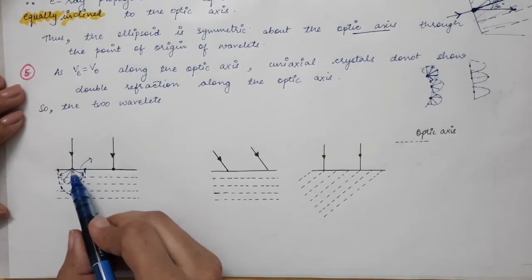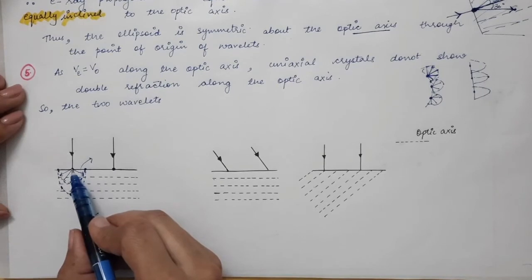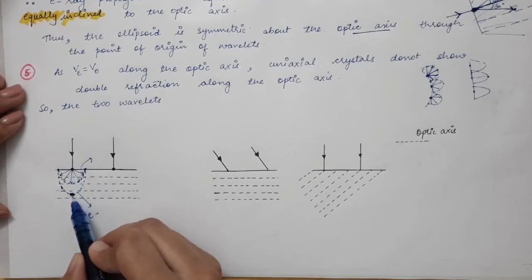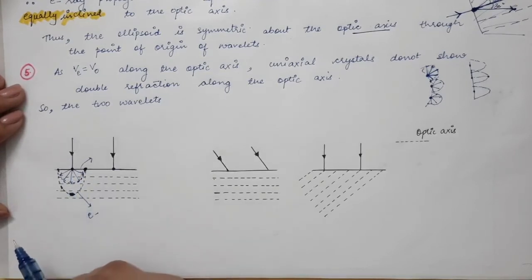So its velocity is maximum along this direction. So E ray travels with the maximum velocity in one direction and minimum velocity in the perpendicular direction. So this is how we draw the wavelets.